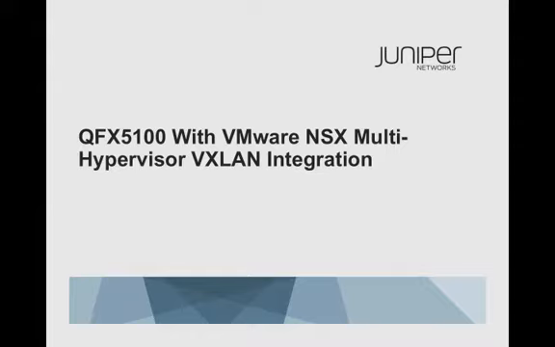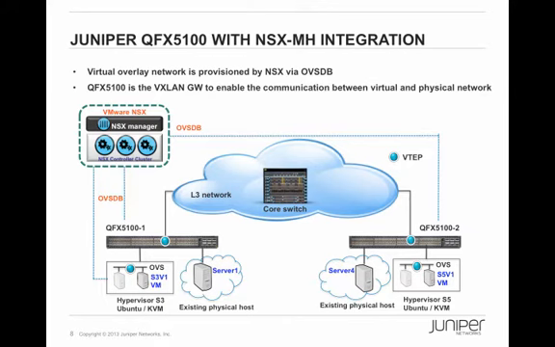In the next session, I will cover the Juniper EX9200 and MX switches with NSX integration. So let's go straight to the demo topology. There are two key points for this demonstration. The virtual overlay network is provisioned by NSX via OVSDB. The QFX5100 is a VXLAN gateway to enable the communication between the virtual and physical network.